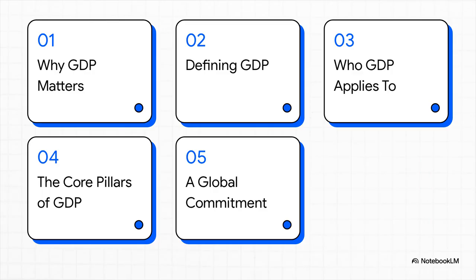So, here's our game plan. We're going to start with the why. Why does GDP even exist? We'll look at the human cost that made it so necessary. Then we'll get crystal clear on what it is and who's responsible. After that, we'll dig into the core pillars that make the whole system work, and we'll finish up by zooming out to see how this is a truly global commitment.